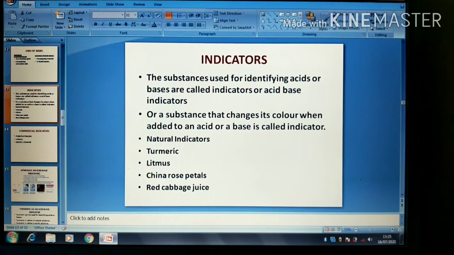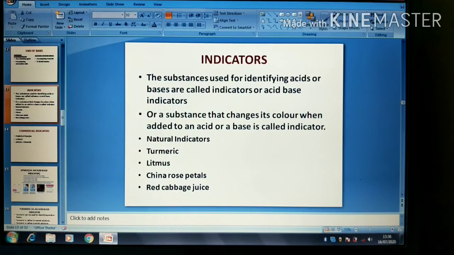Today I am going to start the third module, and in this module we will be talking about indicators, what are indicators, types of indicators and how they are used for identifying whether a given solution is acidic or basic. Along with that we will also be discussing in brief the differences between acids and bases.